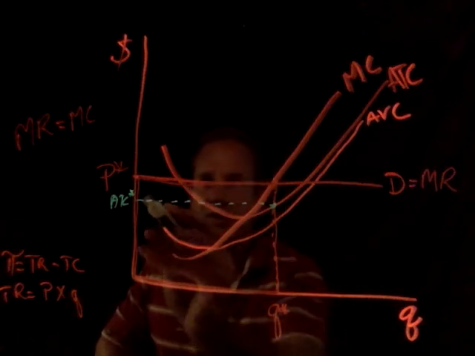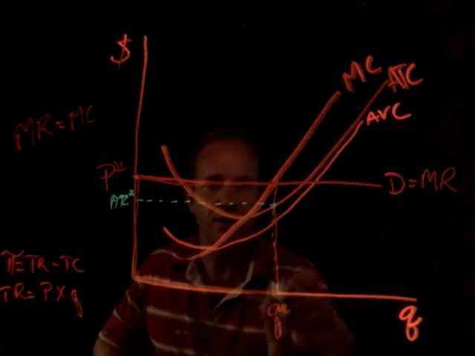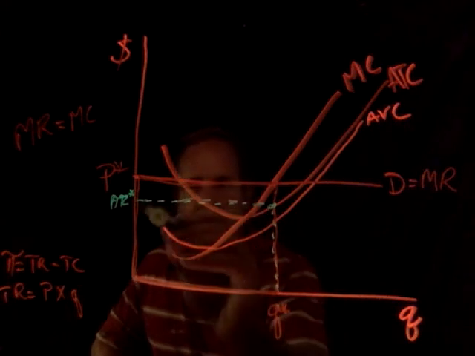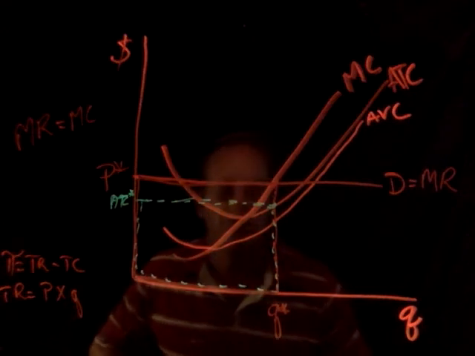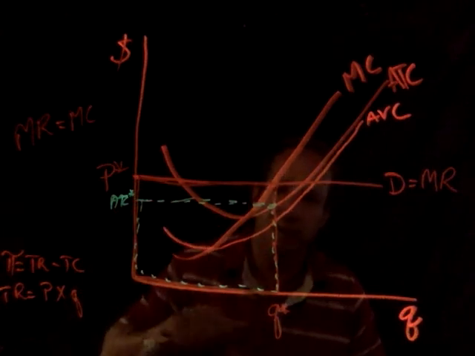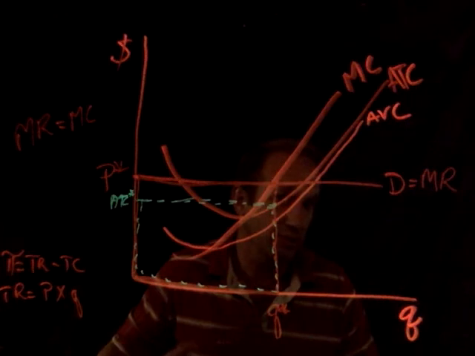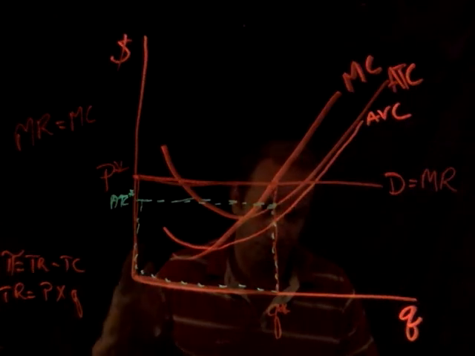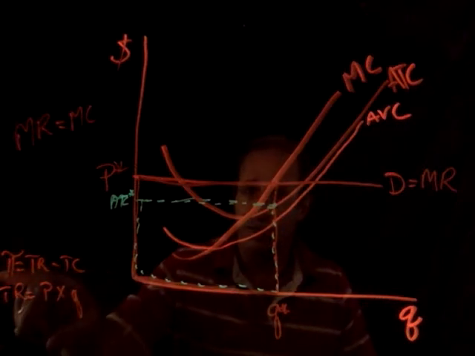So if this is the price per unit, or cost per unit, and this is the number of units, then this rectangle must mean this is total costs. So if this rectangle on the outside is total revenue, and this rectangle on the inside is total costs, how's the firm doing? Which one's bigger? Revenue's bigger than the cost. This is a positive number.